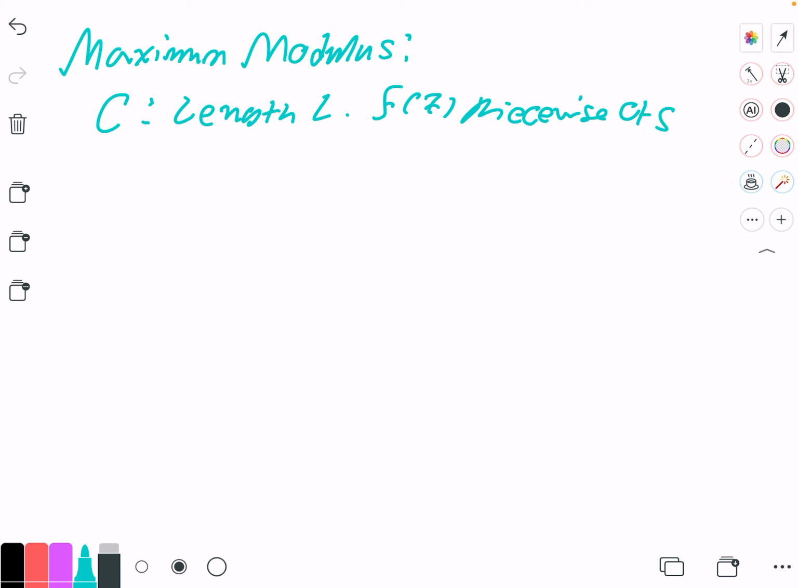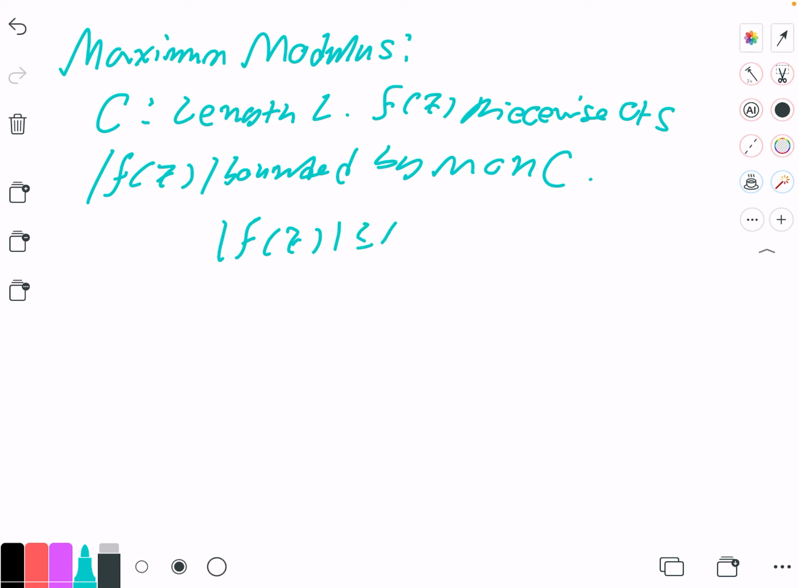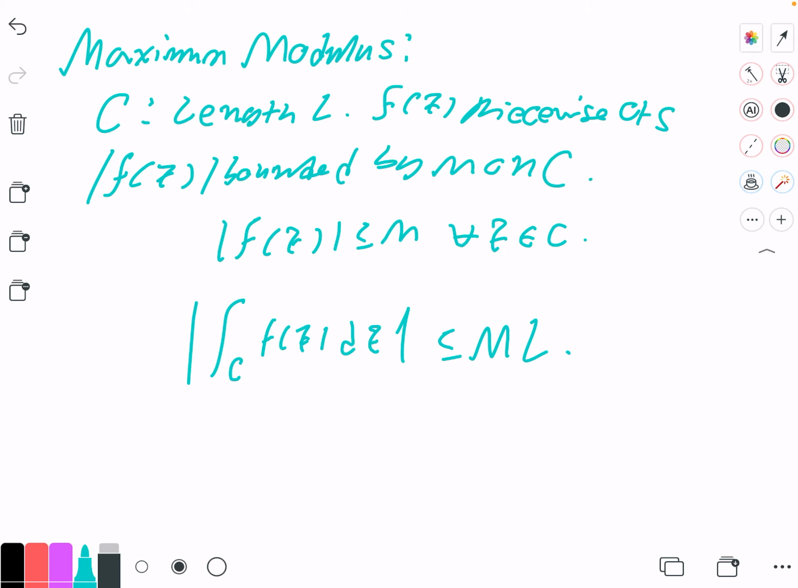If M is a non-negative constant such that the modulus of f is less than or equal to M for all z on the contour on which f of z is defined. So, in other words, f of z is going to be bounded. So the modulus of f is bounded by M on C. Then we can bound the line integral of f of z on C as follows. This is a short proof, so I'll do it.